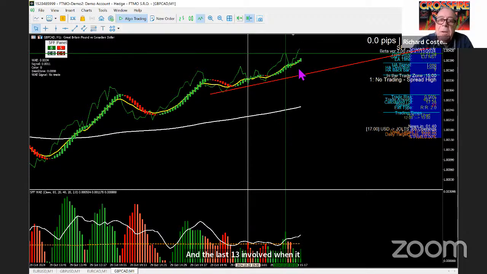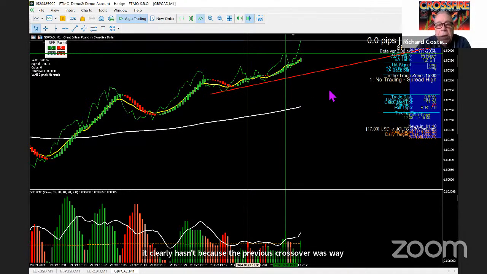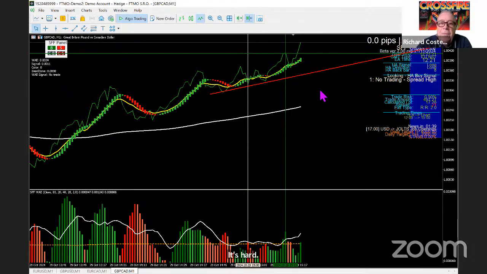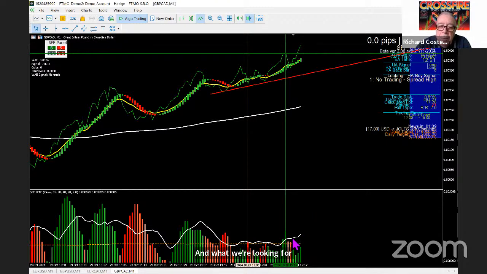Now let's imagine that it's actually passed all of the first 3 criteria. It clearly hasn't, because the previous crossover was way back there. But imagine that it had crossed over, it had achieved all those first 3 criteria. The 4th criteria is the water atta. And what we're looking for, the 3 parts to this water atta. One is the white line, which we call the explosion line.